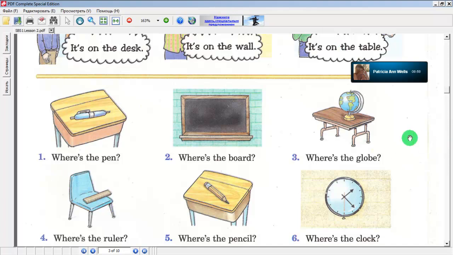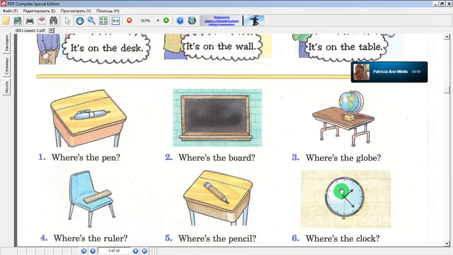Okay, let's go on with this exercise. Okay. Where is the pen? It's on the desk. Where is the board? It's on the wall. Where is the globe? It's on the table. Okay, the desk or the table. Where is the ruler? It's on the chair. Where is the pencil? It's on the chair. Where is the pencil? It's on the desk.